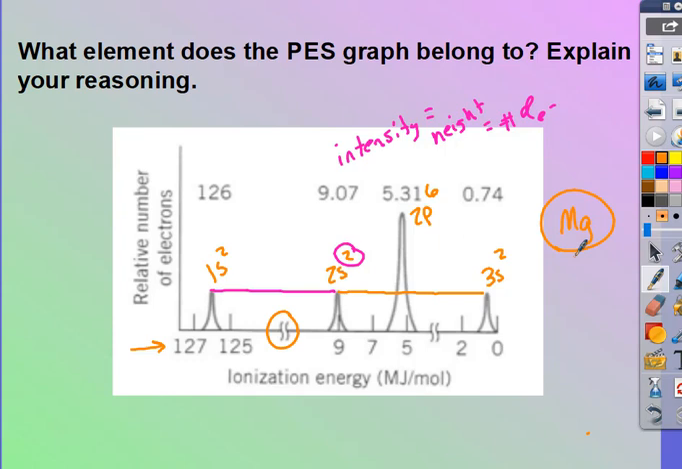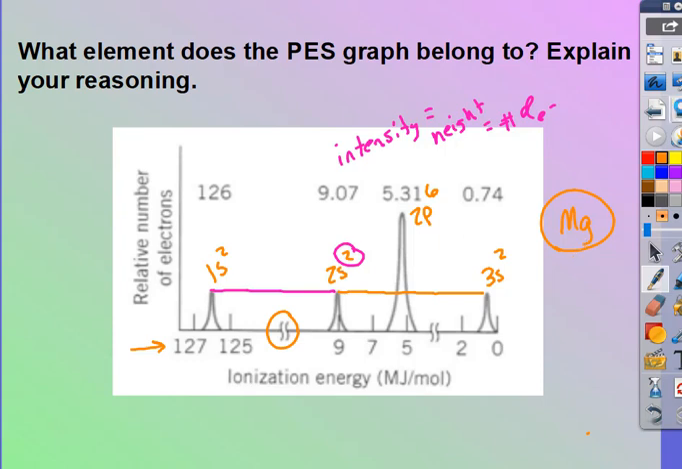You could explain it by showing the electron configuration above it, saying that there's 4 peaks, which correspond to 4 sublevels. And the last peak is the same height as the first 2, which means that there must be 2 electrons in that 3s orbital or sublevel.